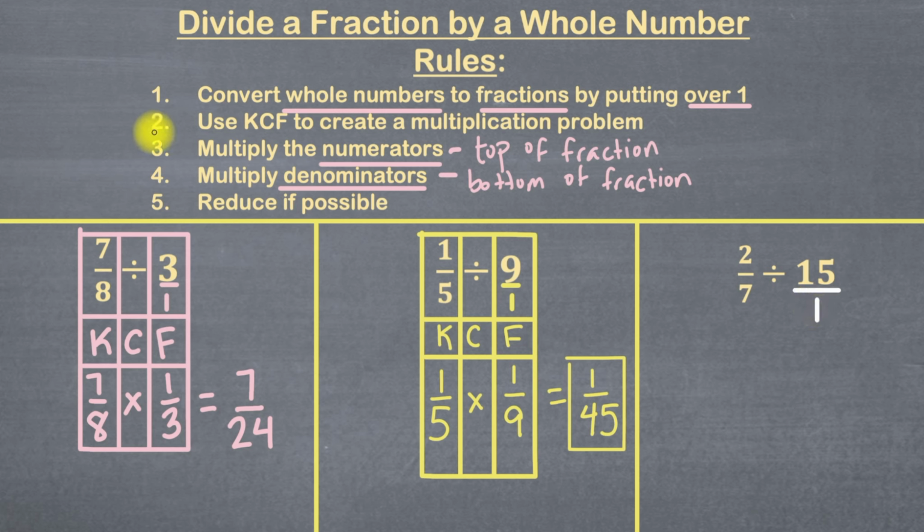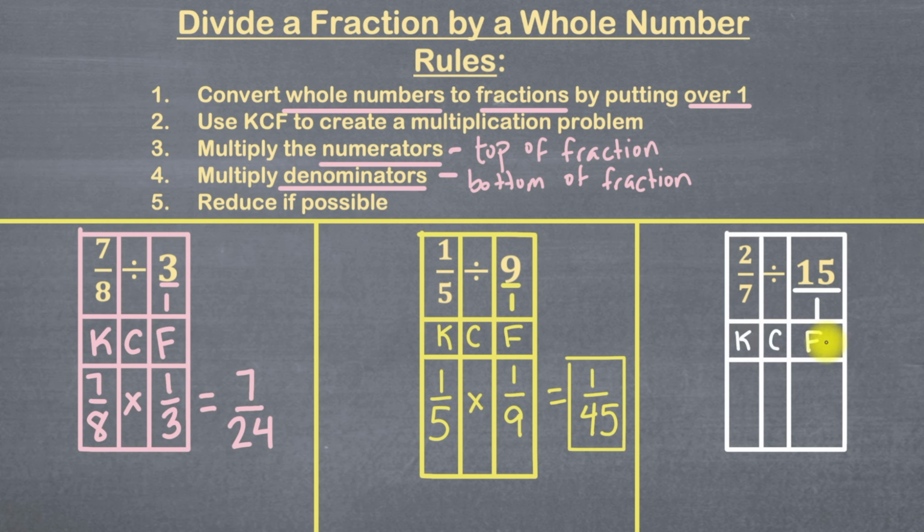Now we can go to rule 2, which is to use KCF to create a multiplication problem. So let's set up a KCF table just like we did with the last two examples. Remember that KCF stands for keep, change, flip. So we're going to keep the first fraction the same, we're going to change our division into multiplication, and we're going to flip our fraction so that the top is on the bottom and the bottom is on the top.